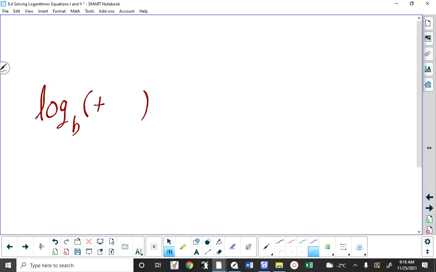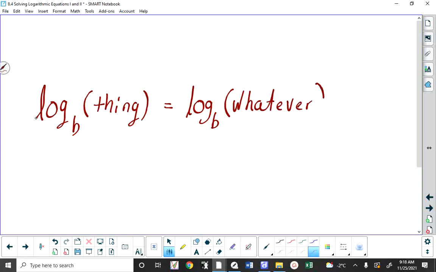b of something is equal to log base b of some other thing. It doesn't matter what those things look like. One of the things could just be x, the other one could just be a number. One could be a quadratic expression, the other could be a linear expression. It doesn't matter, because even though I write log base b of something equals log base b of some other thing, since those 2 logarithms are equal, the arguments must be equal.